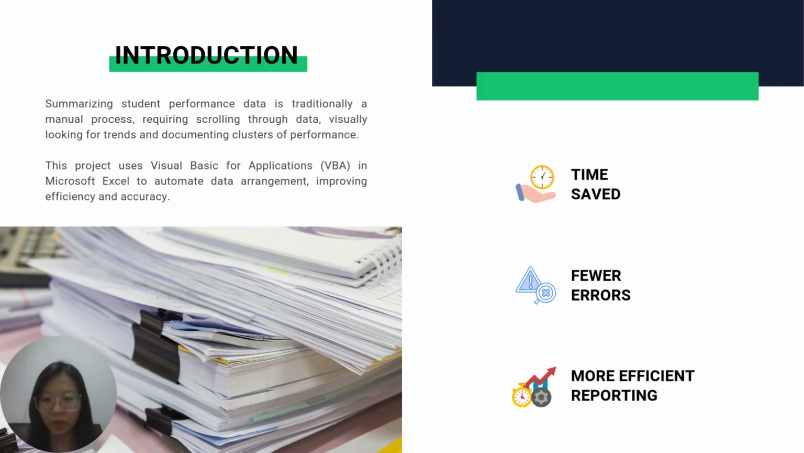So, in this project, we utilize Visual Basic for Applications (VBA) in Microsoft Excel to automate the data arrangement process. The goal is to improve both efficiency and accuracy in summarizing student performance data. By automating this process, we achieve three main benefits. The first one is time saving. This is to reduce the time spent on manual data processing.